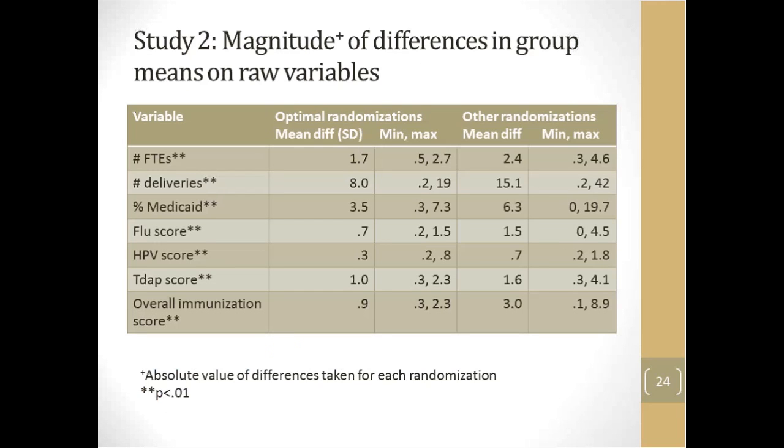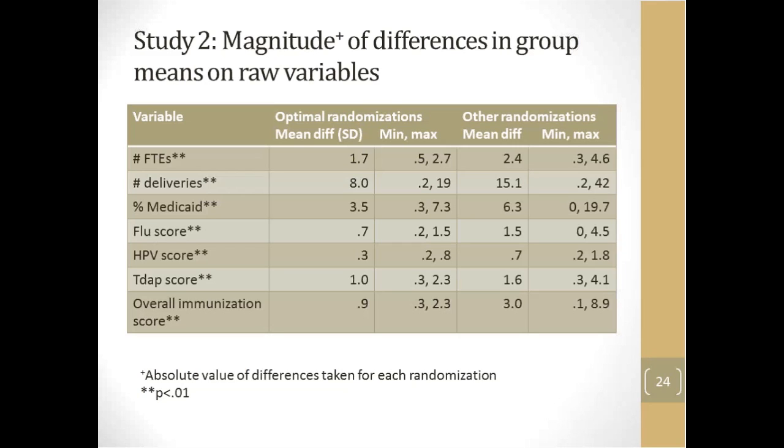So comparing the optimal randomization set to the remainder, number of FTEs, you can see a fairly good sized difference in the range there, going up to 2.7 in the optimal group and 4.6 in the other group. Number of deliveries, the maximum difference was 19 in the optimal group, all the way up to 42 in the remainder. Percent Medicaid, again, vastly improved, I think. 7.3 maximum difference in the optimal group, 19.7 in the other, and so on.